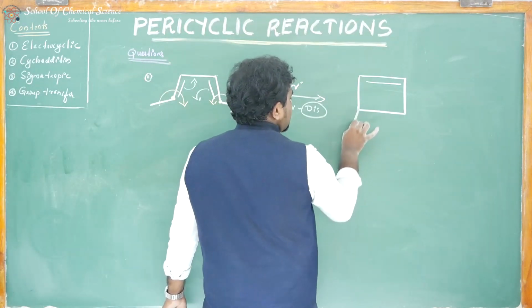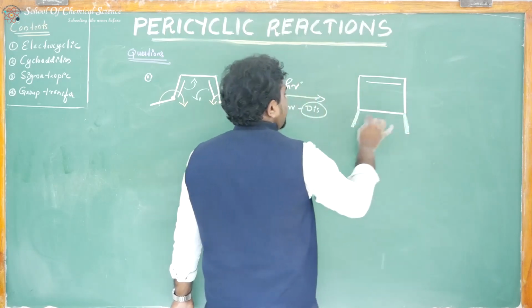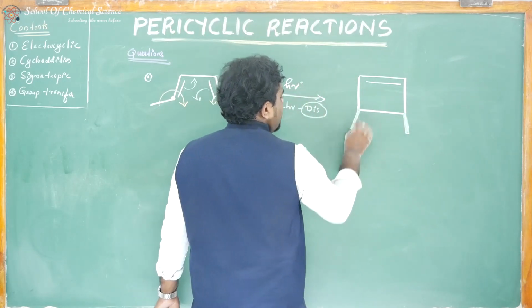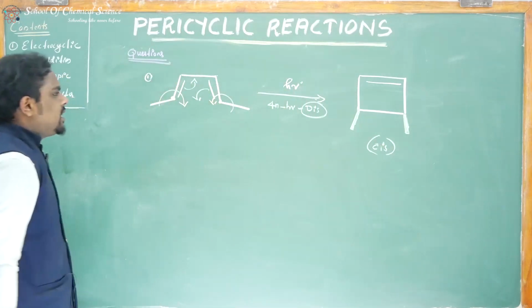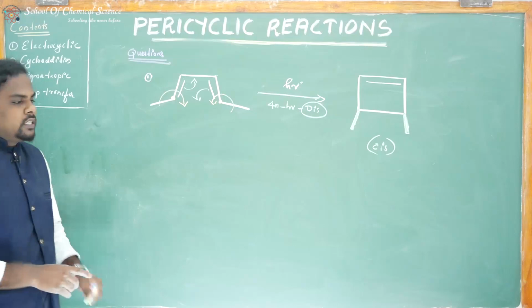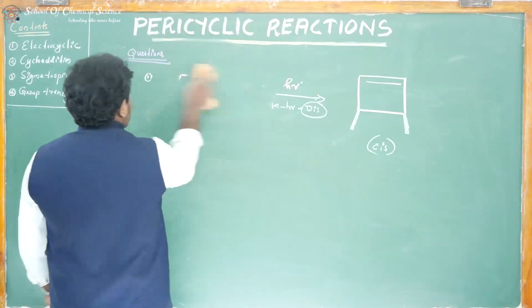This is the first CH3 above the plane, and this is the fourth CH3 above the plane. So both are on the same plane, so the product is cis. The product is cis product. Then next question.